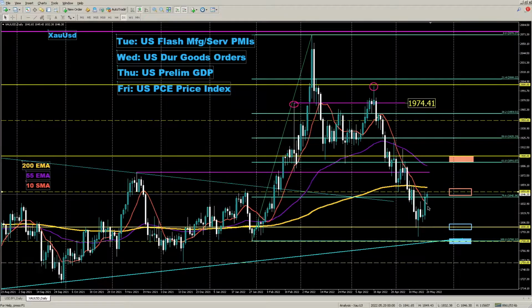So we'll see if it's able to recover further above the daily 200, or whether it's just going to consolidate within this zone between the 1800 and the 1850. And it will also depend on how the US dollar price index behaves for next week.